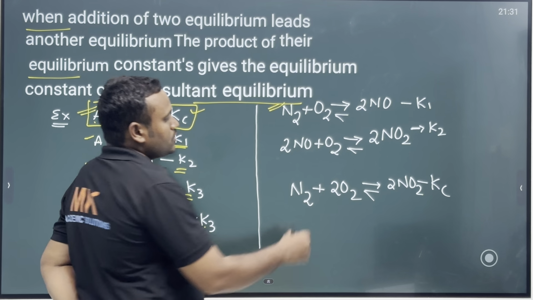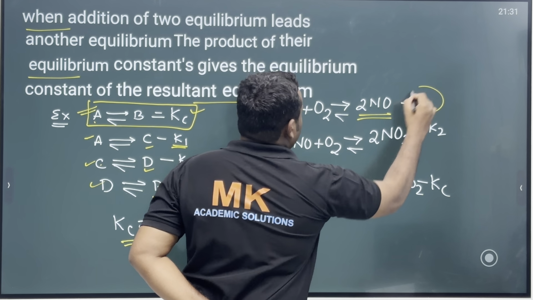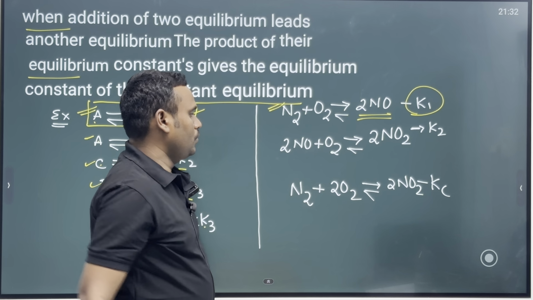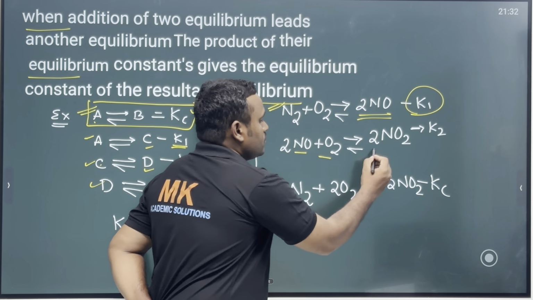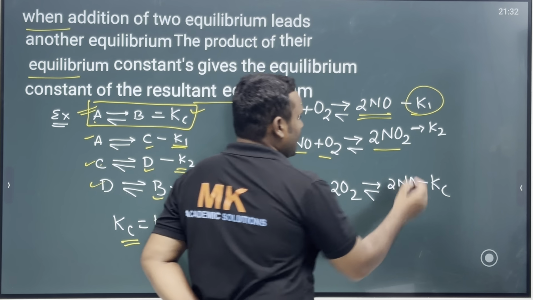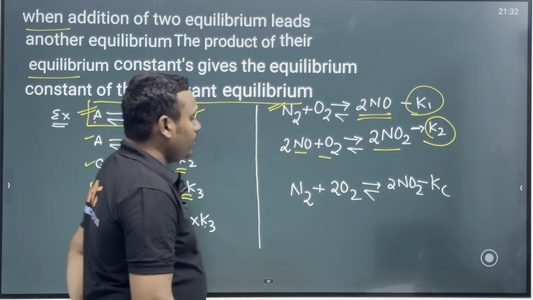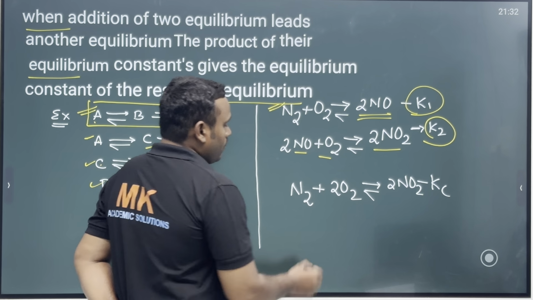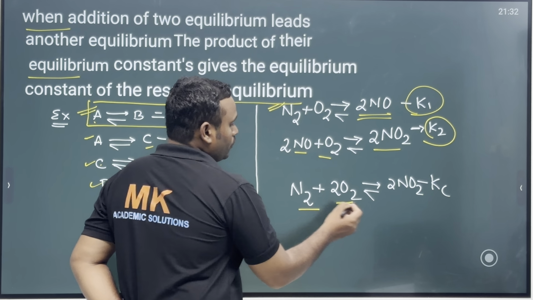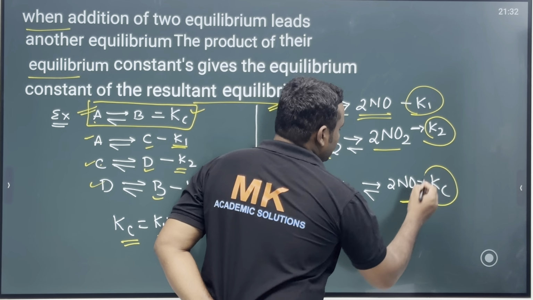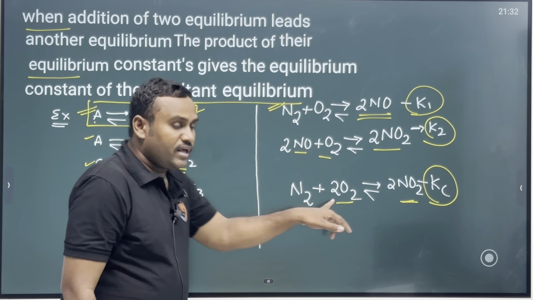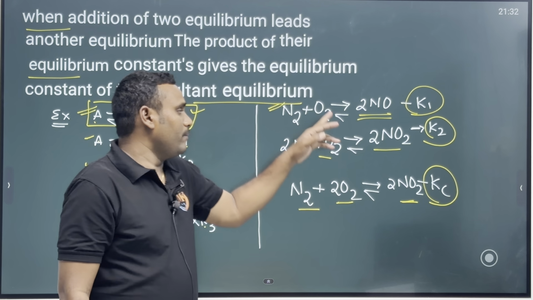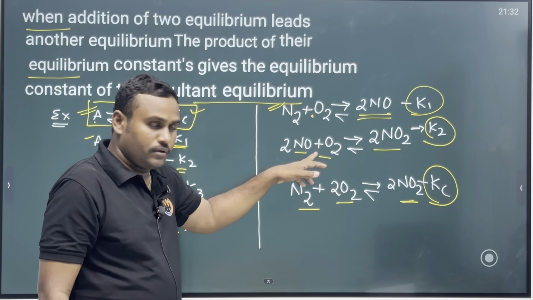Now let us come to this reaction. N2 plus O2 gives rise to 2NO. For this the equilibrium constant is K1. Next, 2NO plus O2 gives rise to 2NO2. This is K2. Now when you add these two equations, what you will get is N2 plus 2O2 gives rise to 2NO2. This is the resultant one. How are we getting this equilibrium reaction? By adding equation 1 and equation 2.